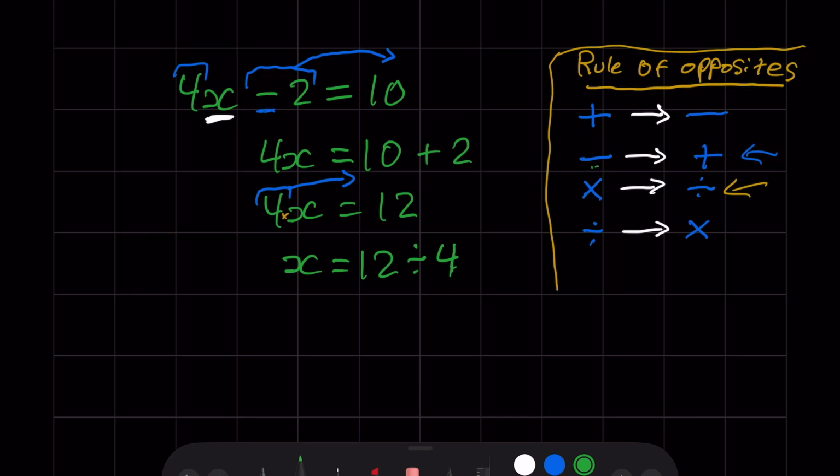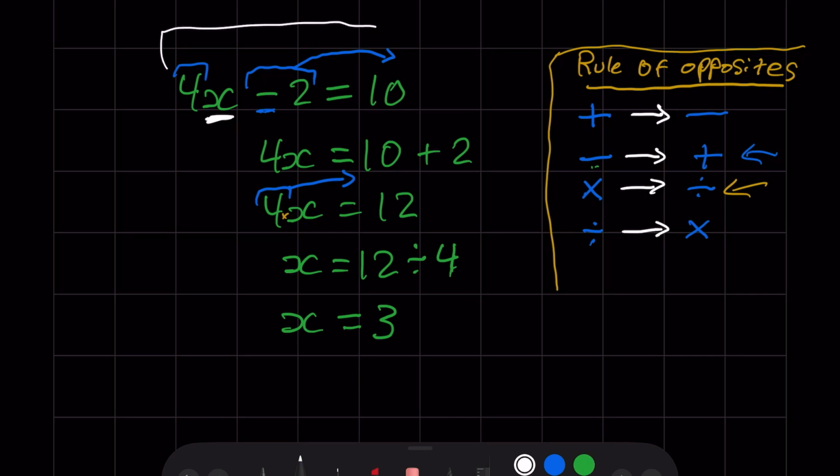If you'd like to use your calculator, you can do that. x equals, what is 12 divided by 4? 12 divided by 4 is 3. Coincidentally, this answer is the same as the last one. It's not always going to be 3, but this answer is 3.